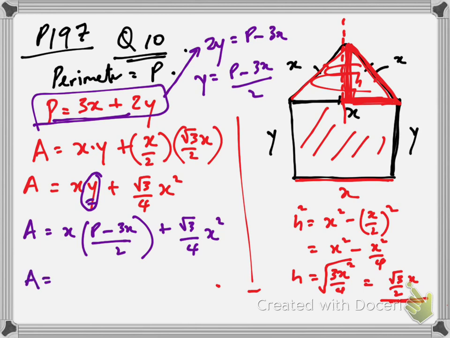Which gives us, if we separate the terms, px over 2 minus 3x squared over 2 plus root 3 over 4 x squared. Okay, so we end up with 2 x squared terms, as you can see from here. Let's move it to the next page. So I'll just copy it.